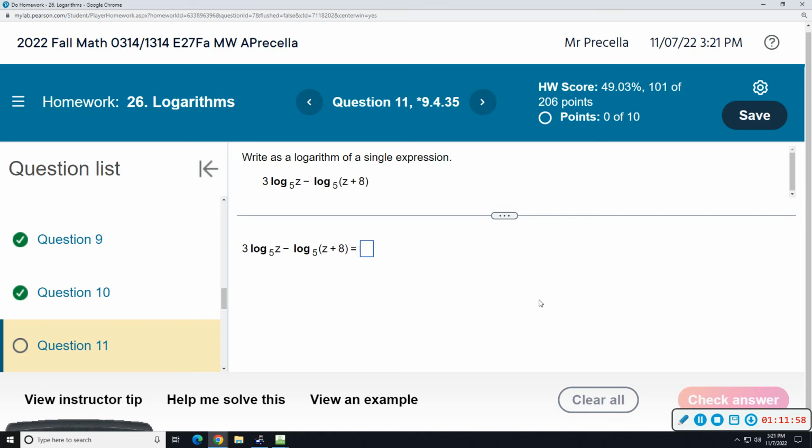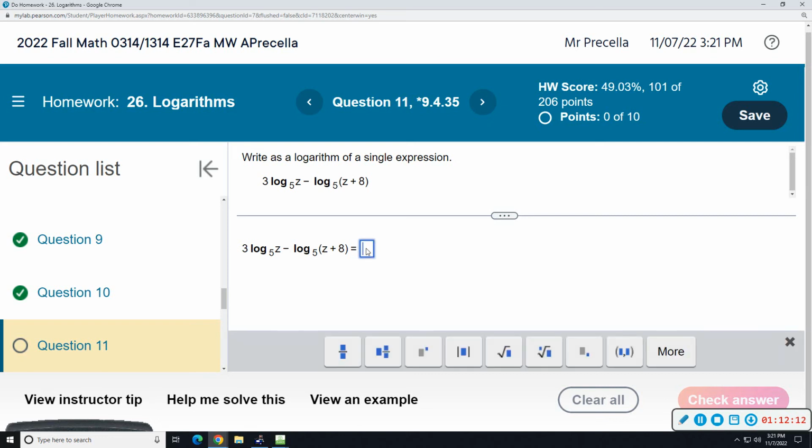Number 11. Well, this one, there's really not much to do. If I write it down, I'm just going to write down the problem and write out the answer. So I'm going to go ahead and just start.